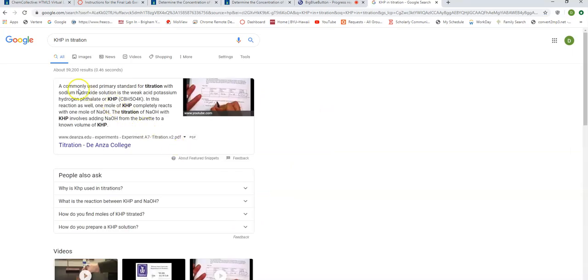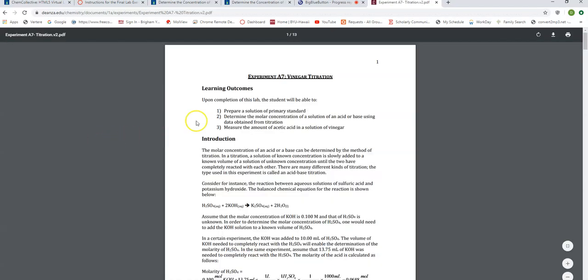All right. So KHP is a commonly used primary standard for titration with sodium hydroxide solution. It's the weak acid hydrogen phthalate, KHP. In this reaction, 1 mole of KHP completely reacts with 1 mole of sodium hydroxide. The titration of sodium hydroxide with KHP involves adding sodium hydroxide from the burette to a known volume of KHP.